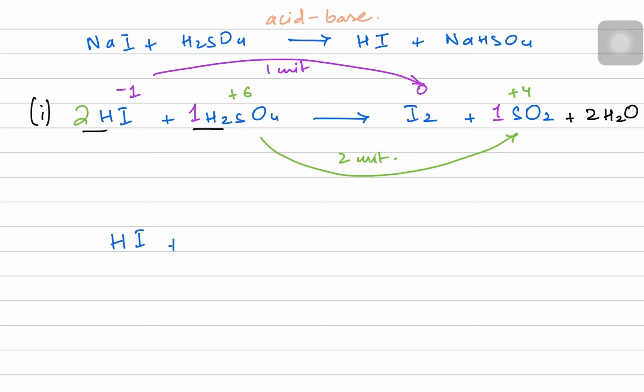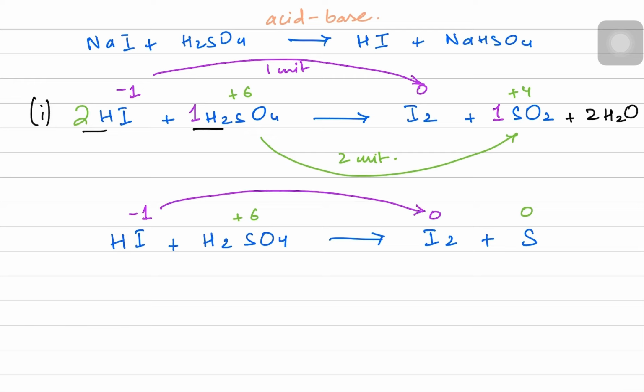Let's talk about the second possibility where HI reacts with sulfuric acid. Iodine is the common product, but this time you can expect sulfur, which is pale yellow precipitates. The oxidation number for iodide changes from -1 to 0, while for sulfur it changes from +6 to 0 because sulfur as pure element has 0 oxidation number. Iodide atom changes 1 unit oxidation number, while sulfur changes 6 units.